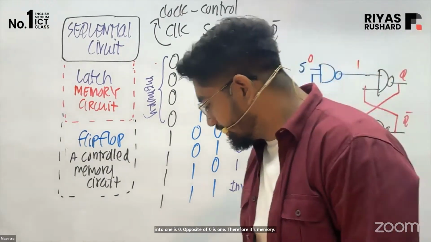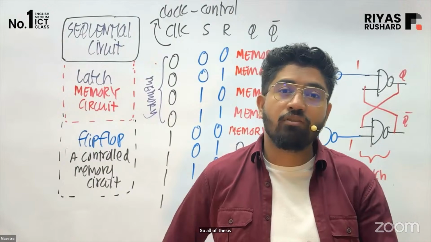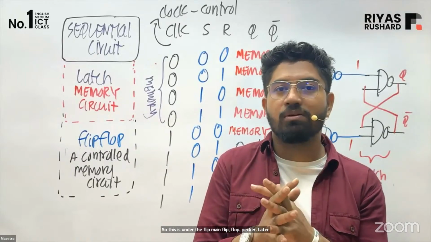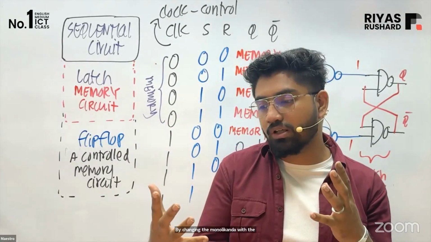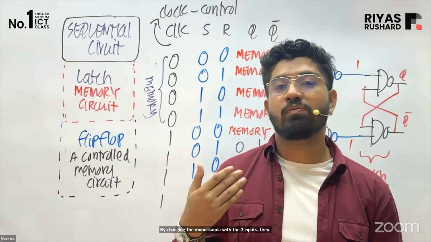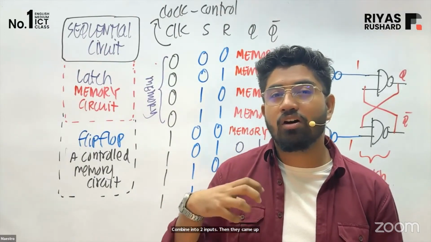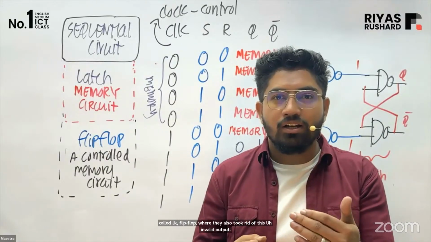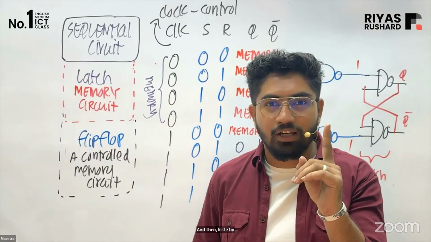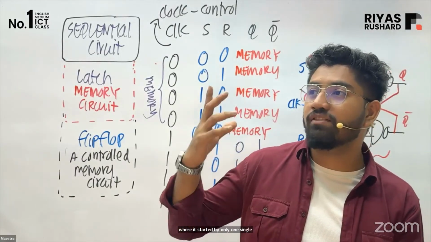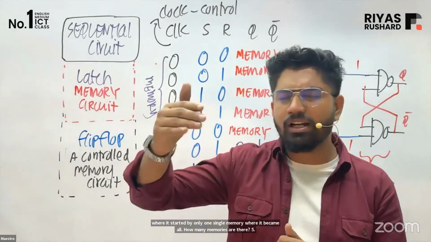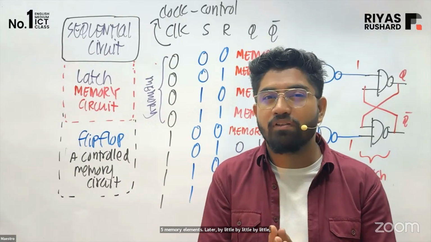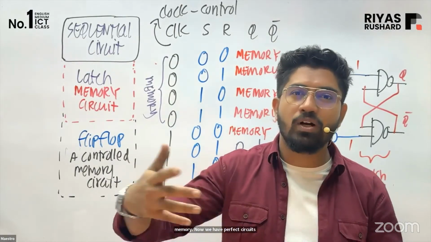So all of these are under the flip-flop. Later the flip-flop was upgraded again and called the D-type flip-flop, by combining the three inputs into two inputs. Then they came up with something called the JK flip-flop, where they also got rid of this invalid output. And then little by little, it started with only one single memory and became five memory elements. Later they developed circuits which only deal with memory. Now we have perfect circuits available. Advanced versions of flip-flops are there nowadays.